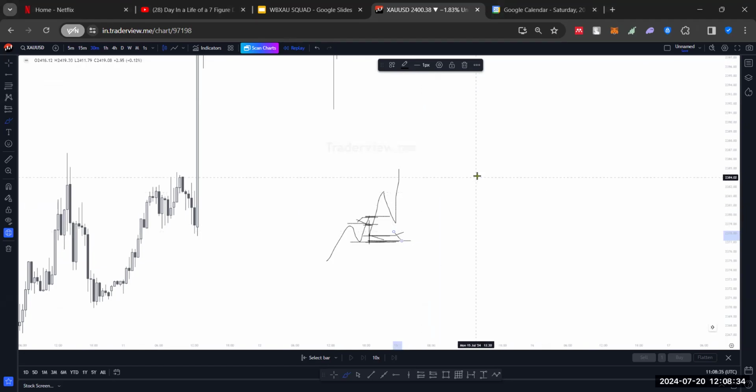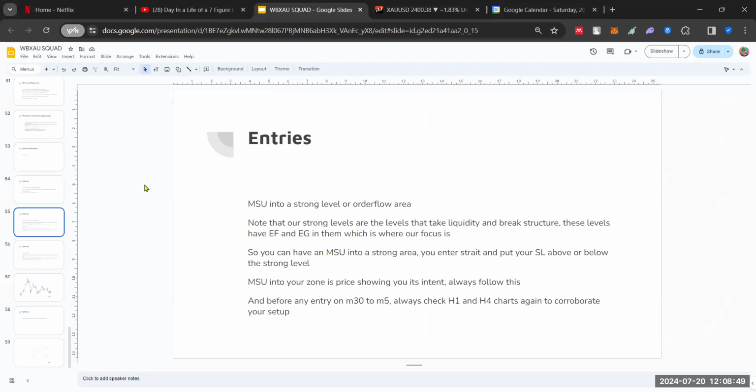So that's MSU. In a sell scenario, you have new lows, the highs get induced, and then when price retraces, it will continue from here and keep selling. So that's the MSU setup. It is a strong MSU into a strong level or order flow area. This is the most recent entry I just explained.